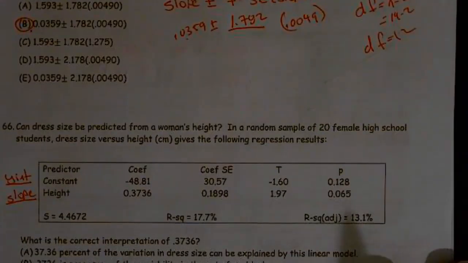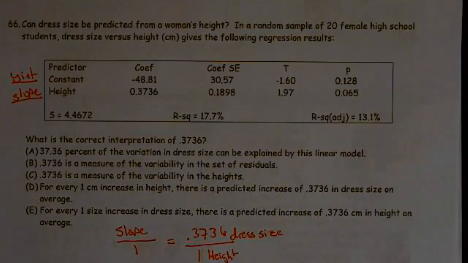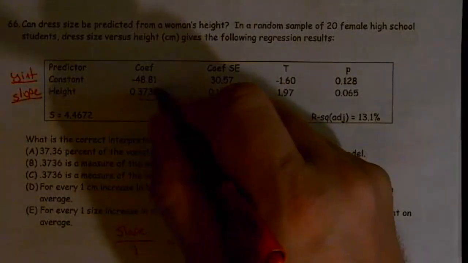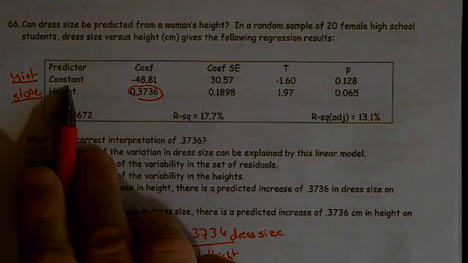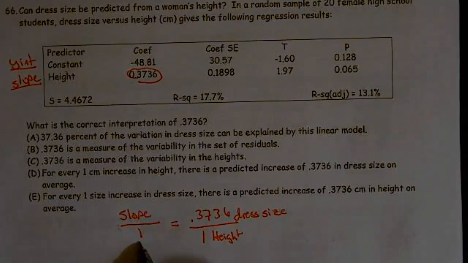All right. Number 66. Can dress size be predicted from a woman's height? In a random sample of 20 female college students, dress size versus height gives the following results. What's the correct interpretation of 0.3736? Well, there's my y-intercept row. This is my slope row. So this is my slope. So when I write slope, I usually put it over 1. So 0.3736 slope over 1.